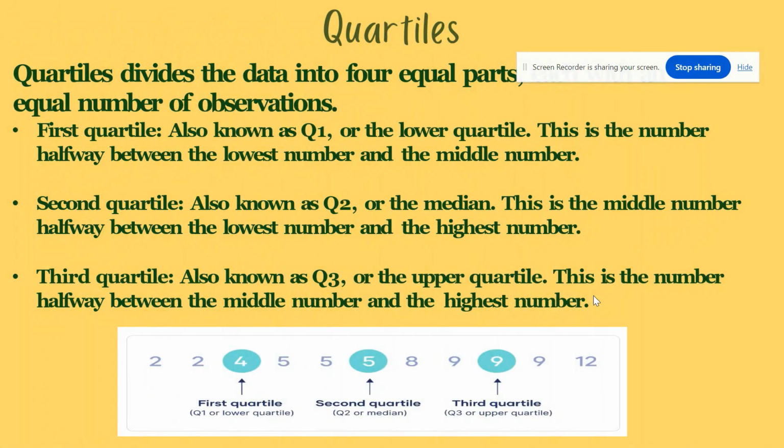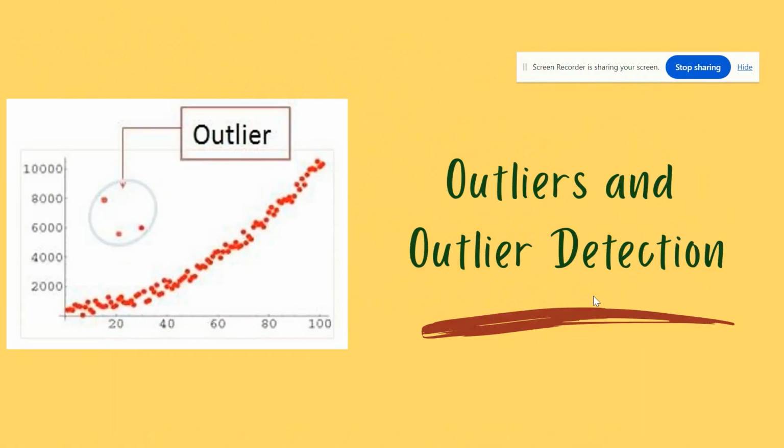Till now we have talked about the measure of dispersion and measure of central tendency. Now let's move toward the next topic, which is called outlier detection.